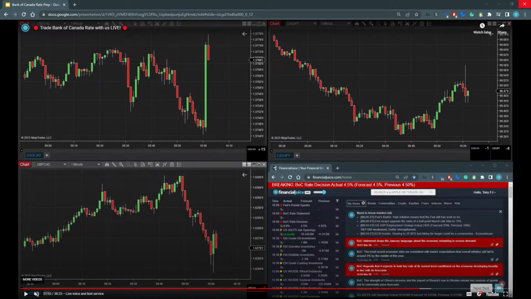So the key thing is, if the rate comes in line with expectation, you're looking at what the rate statement says to gauge what the market reaction might be, if it's more hawkish or dovish.